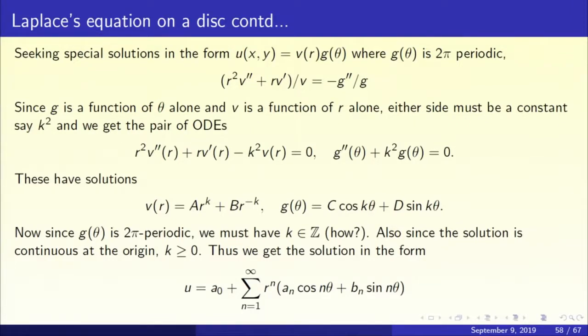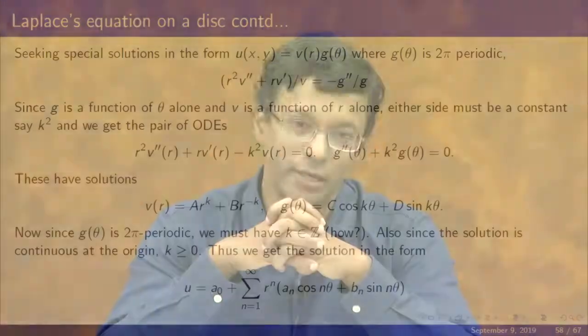And because the differential equation is a linear differential equation, if I have a bunch of solutions, their sum will also be a solution. And so the most general solution is basically u equal to a naught plus summation n from 1 to infinity r to the power n into a n cos n theta plus b n sin n theta. The last displayed equation in the slide is the most general form of the solution of the Laplace's equation, Laplacian of u equal to 0.